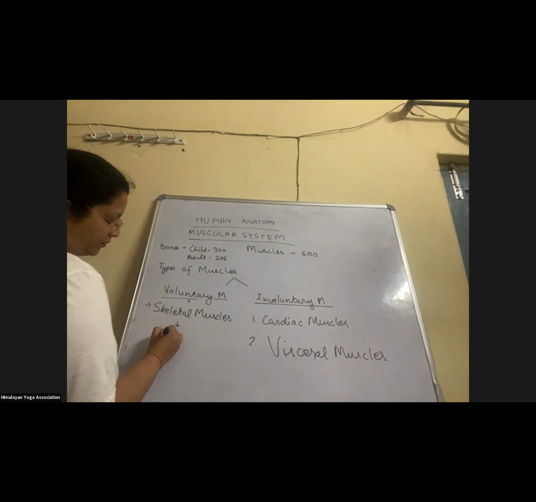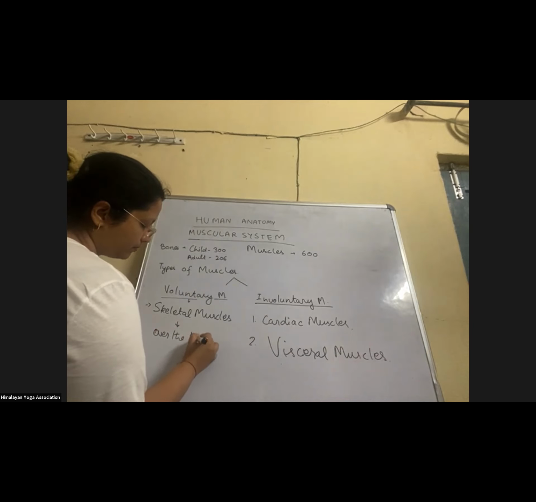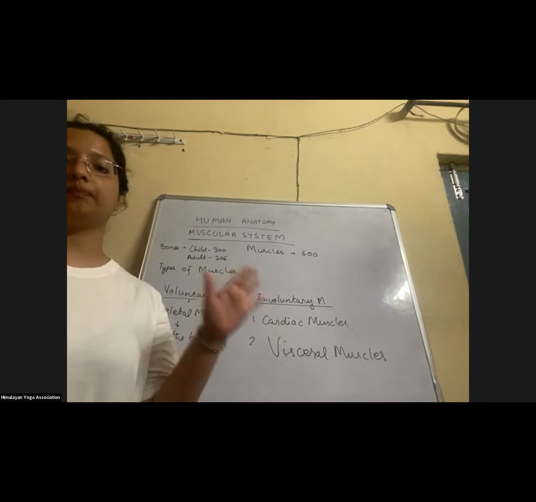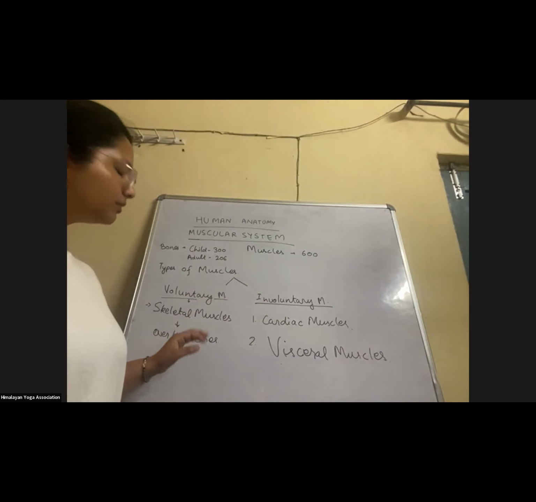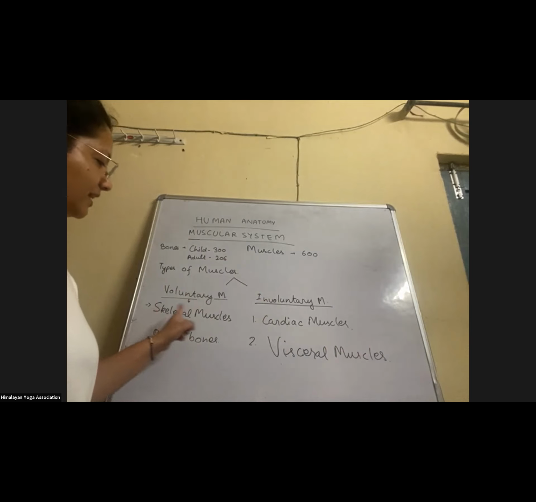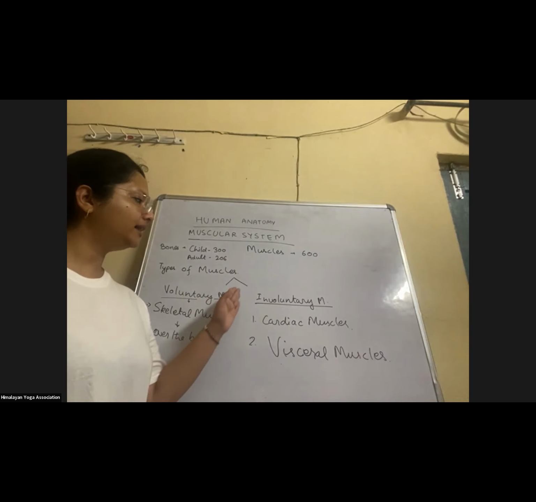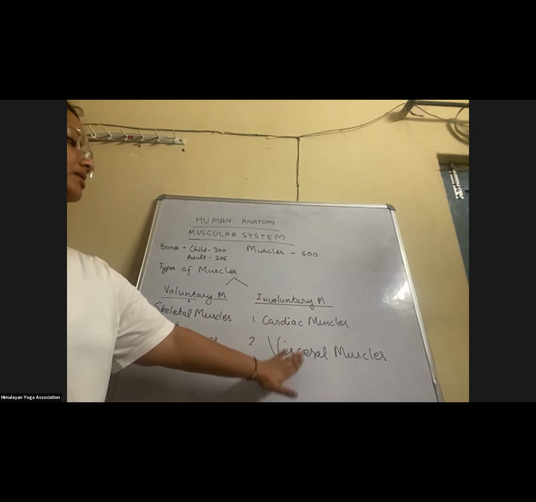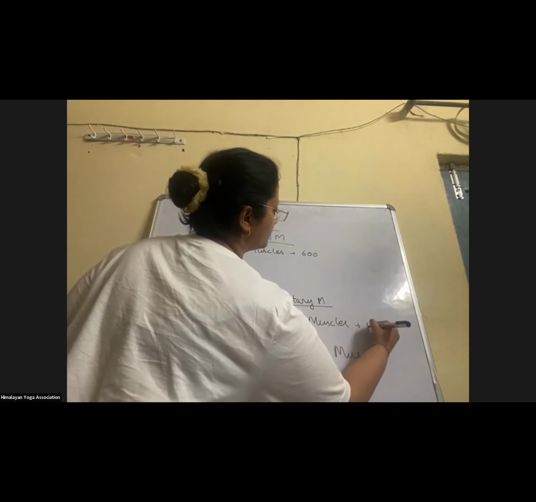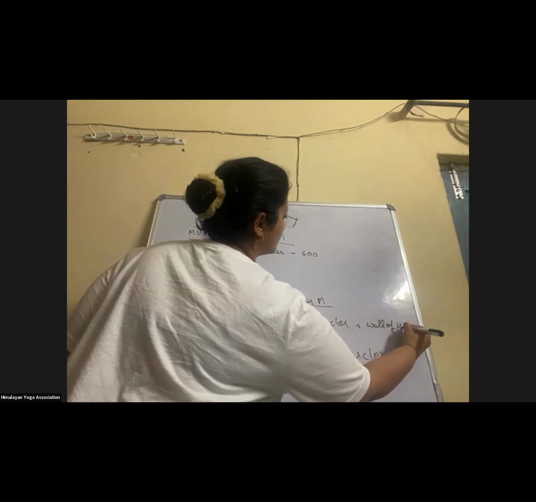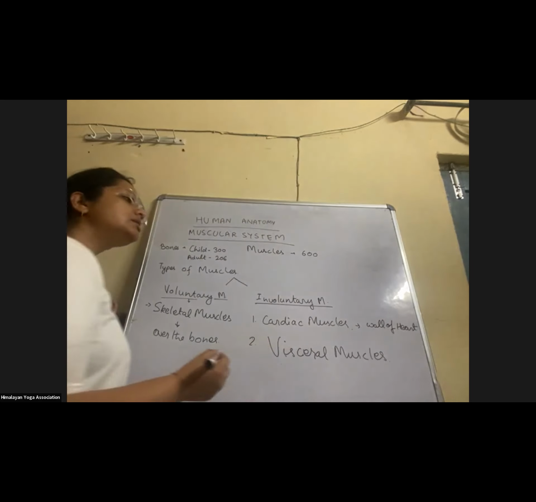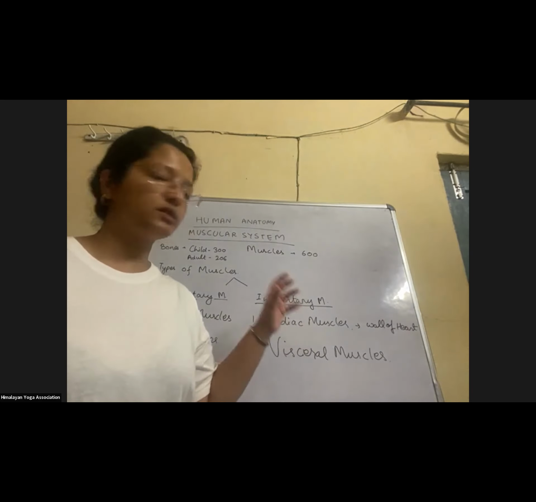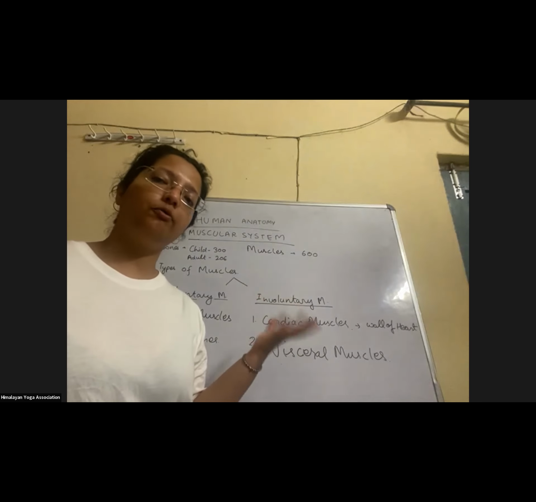These are over the bones. The skeletal system is absolutely covered with muscles. All the bones are covered with muscles, and those are called skeletal muscles. Inside that skeletal cage, we have involuntary muscles, cardiac muscles and visceral muscles. Cardiac muscles form the wall of the heart, and when these muscles move, the pumping of blood happens.